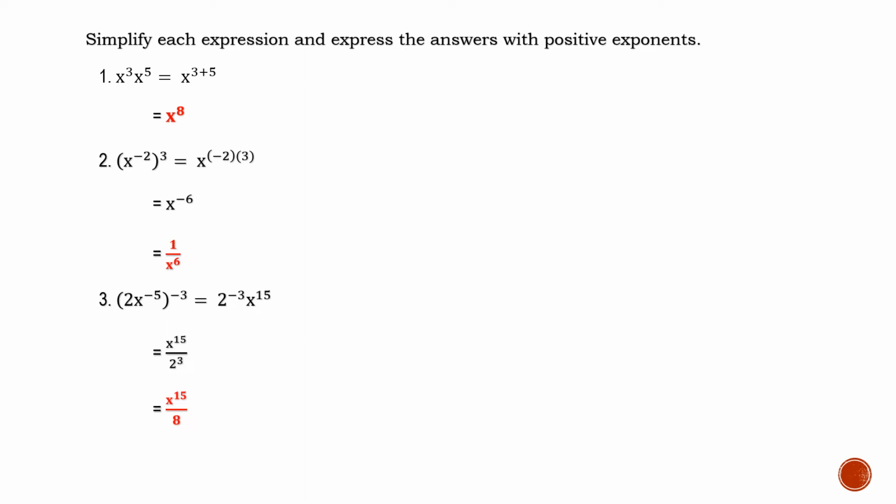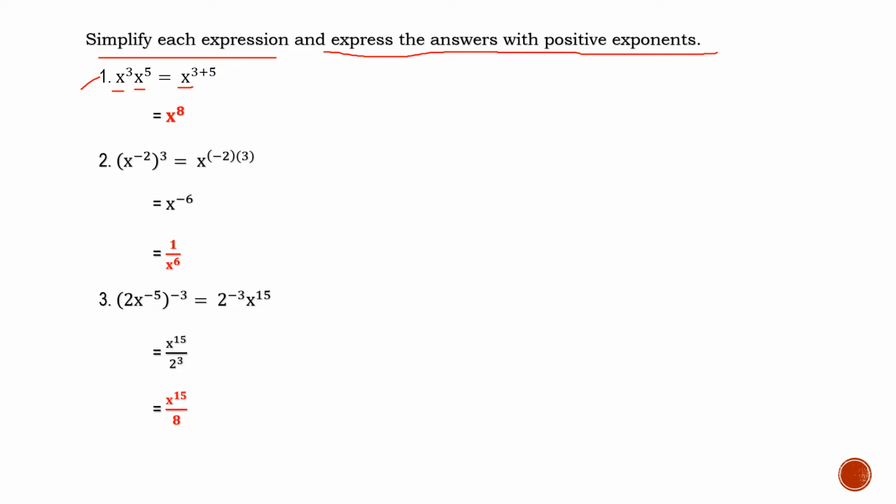Now let's deal with the examples where we're going to apply the laws of exponents. Here we're asked to simplify each expression and express the answers with positive exponents. So for the first example, if you try to assess and look at your bases, base 1 here is x, and base 2 here is also x. Meaning to say that base 1 is equal to base 2, so we just simply copy your base.